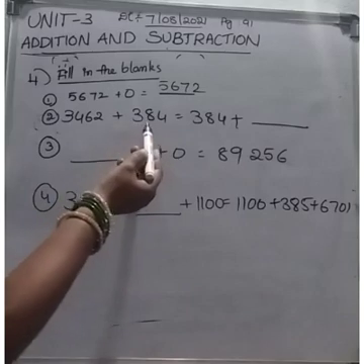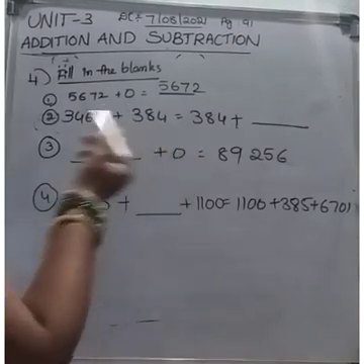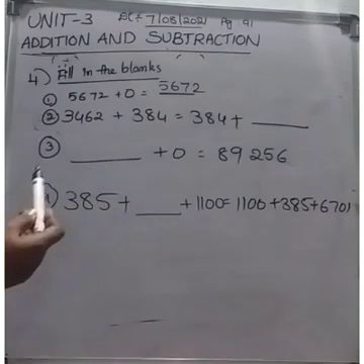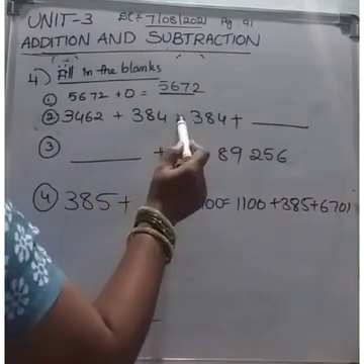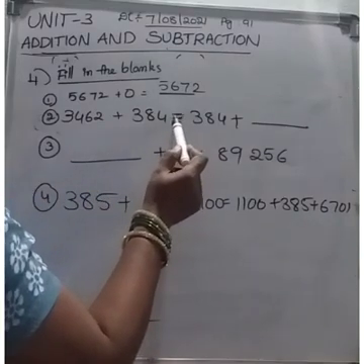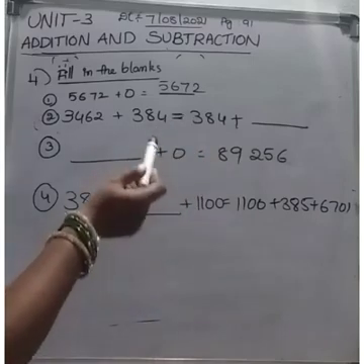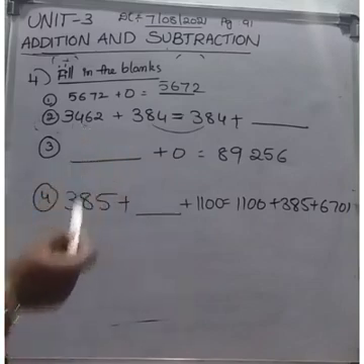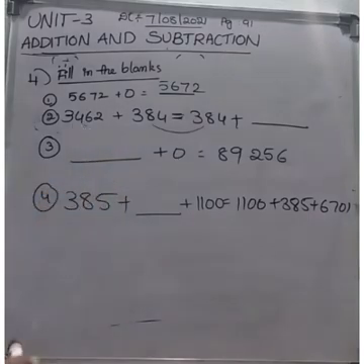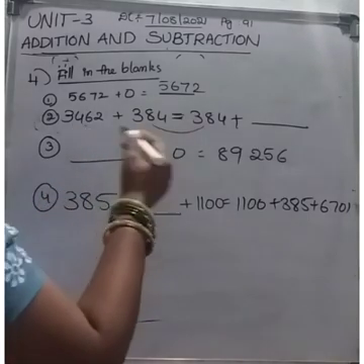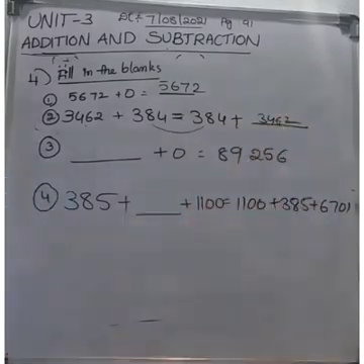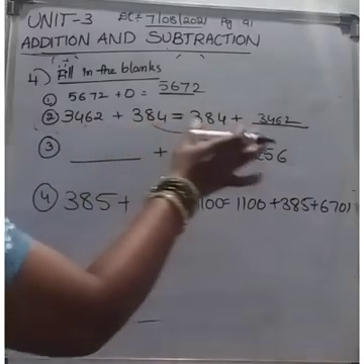Next, 3462 plus 384 is equal to 384 plus blank. In between these two numbers is equal to is there, no? That means both sides are the same. 384 is there, and the remaining number that is not there is 3462. So we have to write that number, 3462. Okay, right? Both sides are the same.